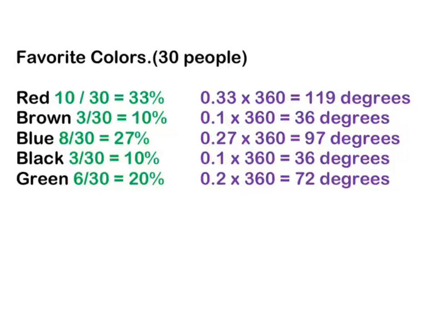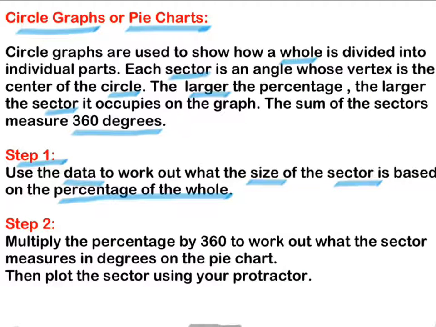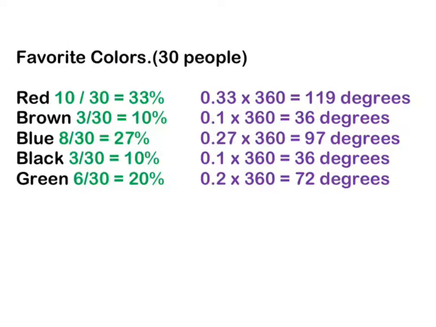Now we go back to step two. Step two is multiply the percentage by 360 degrees to work out what the sector measures in degrees on the pie chart. And then you plot the sector using your protractor. So that's what we did over here. We took this percent, there it is written as a decimal, we multiplied it by 360, and we realized that when we plot it on the circle, we're going to have to measure 119 degrees for that sector.